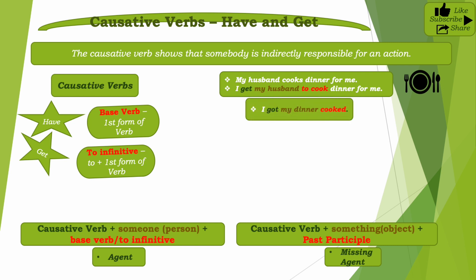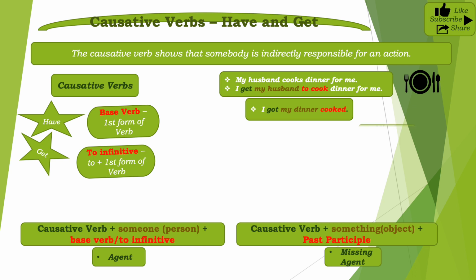Let's have a look at another example. According to the structure number 2, I got my dinner cooked. Here the agent is missing. The agent, my husband, is missing. It doesn't matter who cooked the dinner. The main thing that is important is that the dinner is cooked.